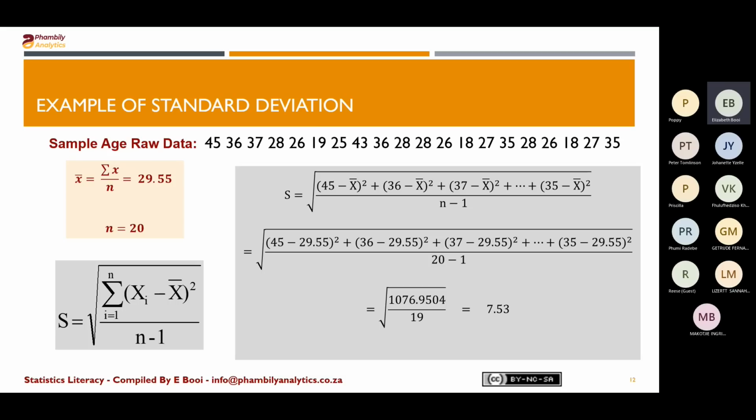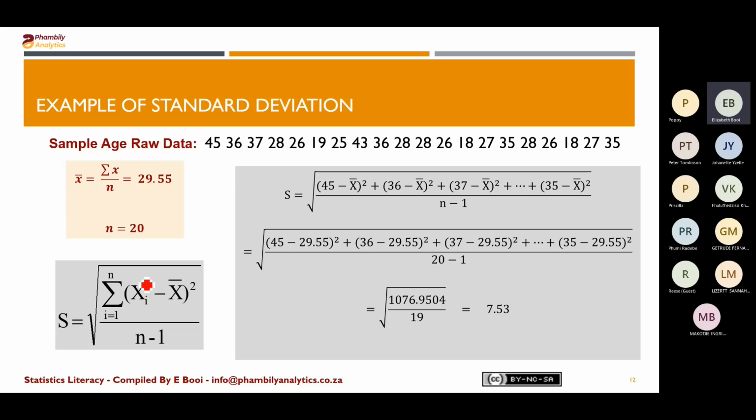So looking at our data set, right? It doesn't have to be sorted. We have calculated the mean. We found that the mean was 29.55. We counted how many there are. There are 20. We're going to use the sample standard deviation because we are using the sample data, because in the beginning, we said this is a sample extracted from the survey, right? So we're going to use the sample formula.